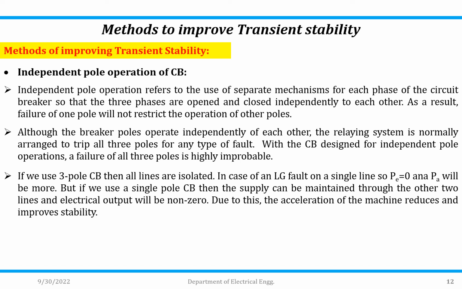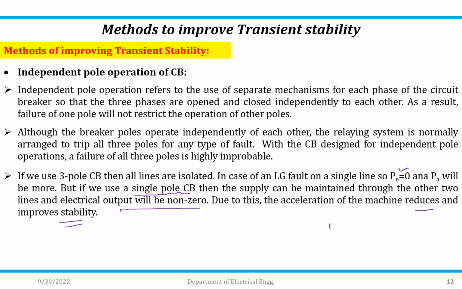In case of a line to ground fault on a single line, what happens? PE will be equal to 0, and as you know, PA will be equal to PM minus PE, so PA will be more. But if we use an independent or single pole circuit breaker, then the supply can be maintained through the other 2 lines. Wherever there is a fault, at that place the circuit breaker will trip. But for the other 2 lines, it will not be tripped, and electrical power will not be equal to 0, it will be non-zero. Yes, there is somewhat of a change in the value of PE, but it is not equal to 0. So due to this, the acceleration of the machine will be reduced and it improves the stability.